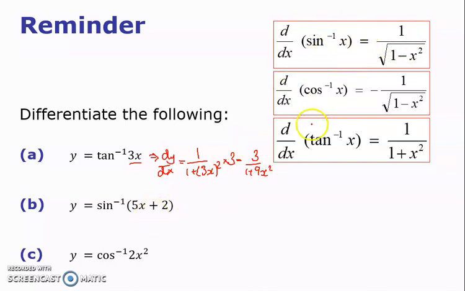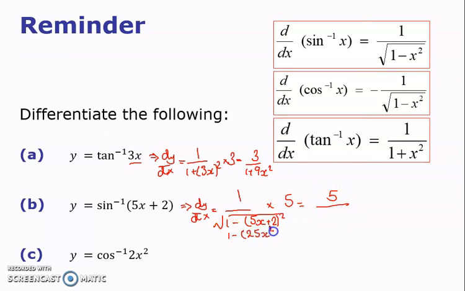Inverse sine gives me this formula. So when I differentiate it, dy by dx equals 1 over the square root of 1 minus, well, my x becomes 5x plus 2, squared. And then I have to times by the differential of this, which is 5, so times 5. That sounds to me like 5 over, what's this give me? This gives me 1 minus 25x squared plus 20x plus 4, sorry.